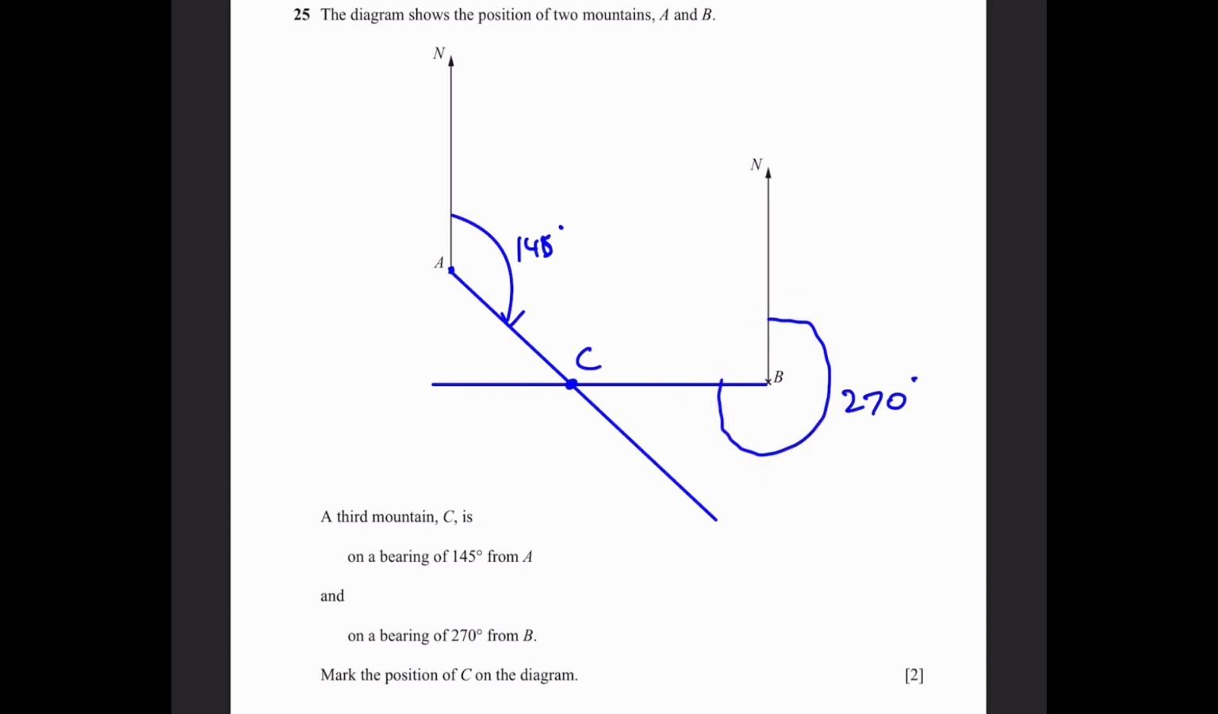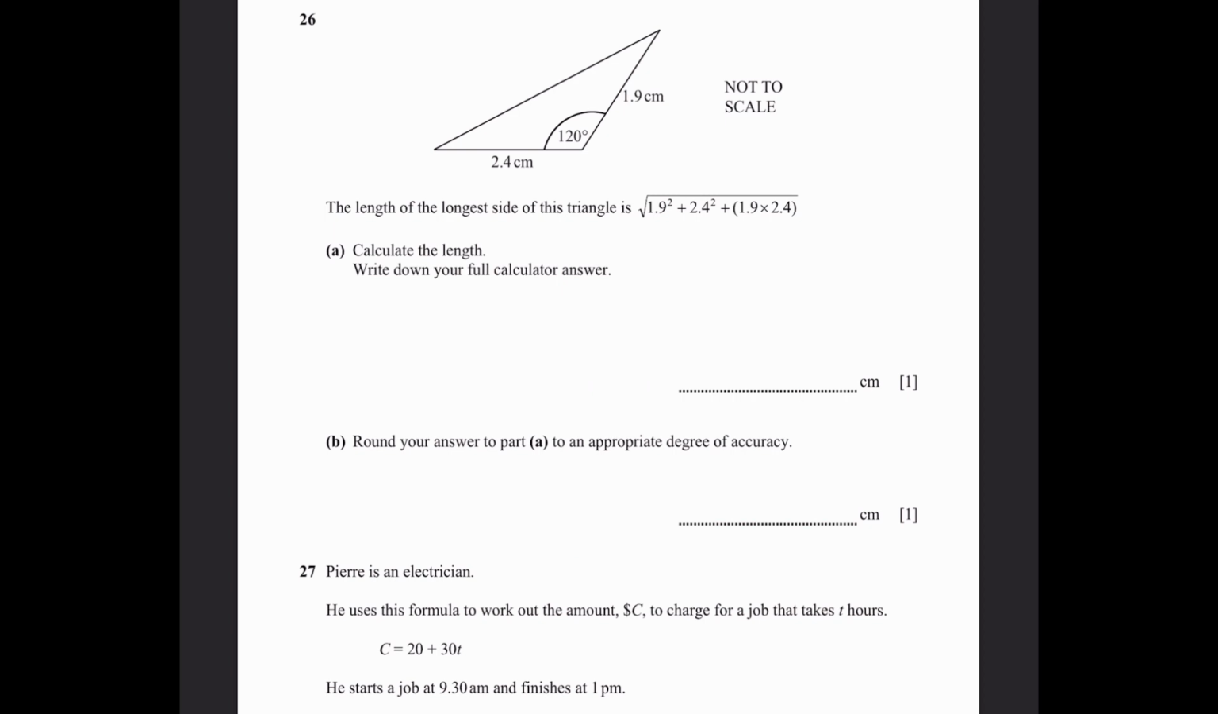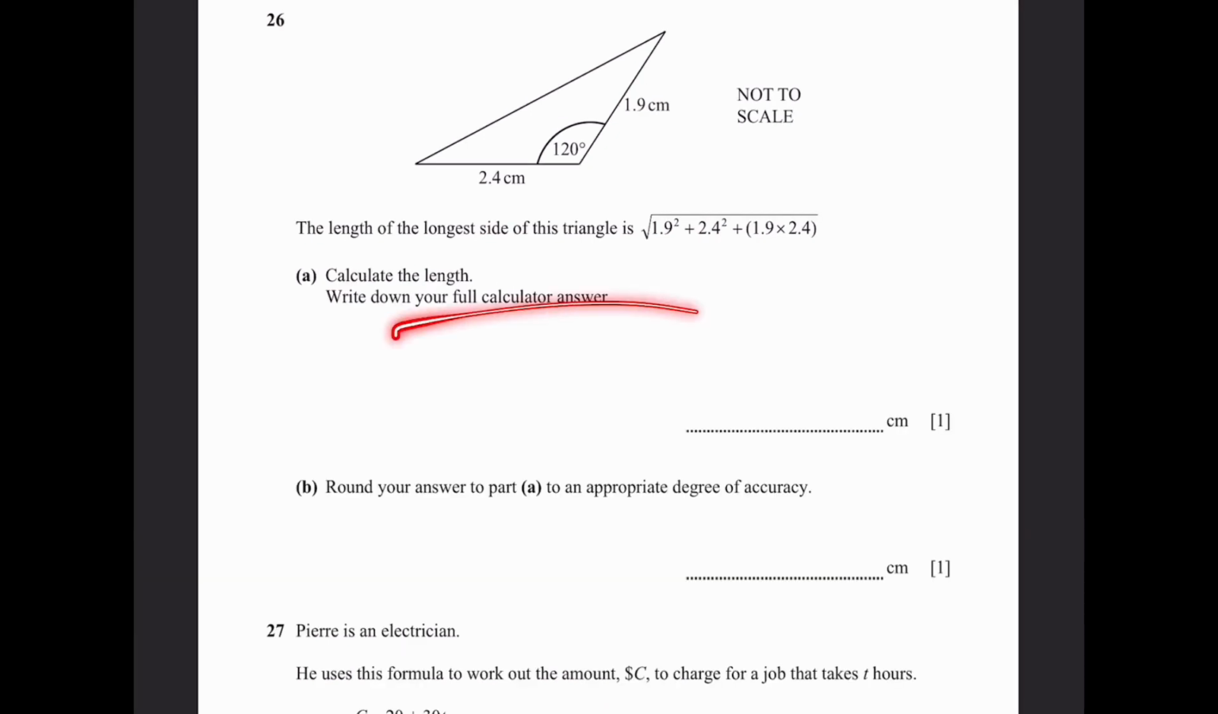That's how you do it. Question 26. The length of the longest side of this triangle is root of 1.9 squared plus 2.4 squared plus 1.9 into 2.4. A. Calculate the length. Write down your full calculator answer. We need our calculator to write down the calculator answer, so let's get that out.